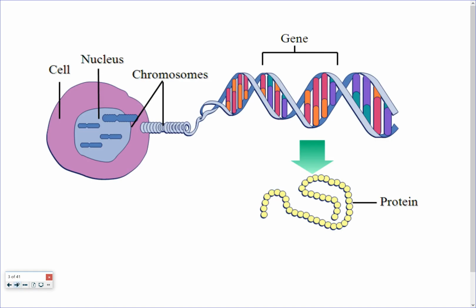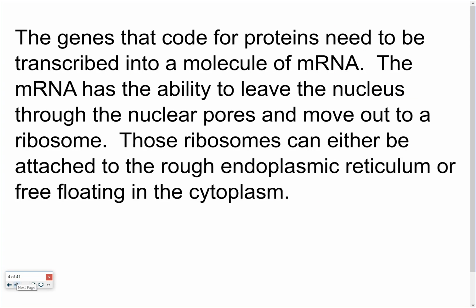Here you can see that the nucleus is in the cell and it contains the chromosomes. And if you unwind or zoom into a chromosome there, you can see the gene. The gene will have the code for the protein. The gene is the code for the protein or the enzyme or the hormone. And you need to get the information from the DNA out. And you will do that by generating a molecule of mRNA.